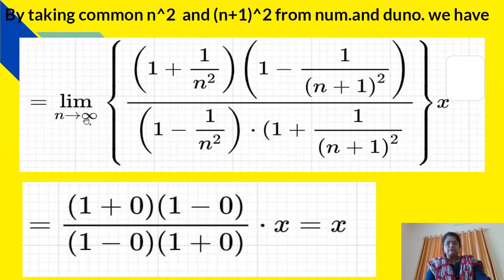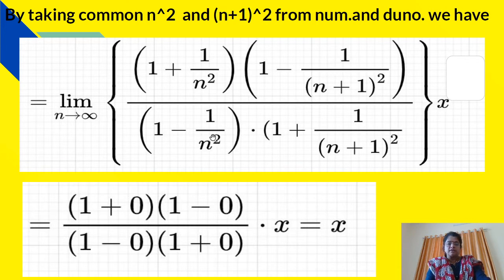limit n tends to infinity 1 plus 1 upon n square into 1 minus 1 upon n plus 1 bracket square into x divided by 1 minus 1 upon n square into 1 plus 1 upon n plus 1 bracket square. Now when n will tends to infinity, in the numerator 1 upon n square will be 0, 1 upon n plus 1 bracket square will be also 0.